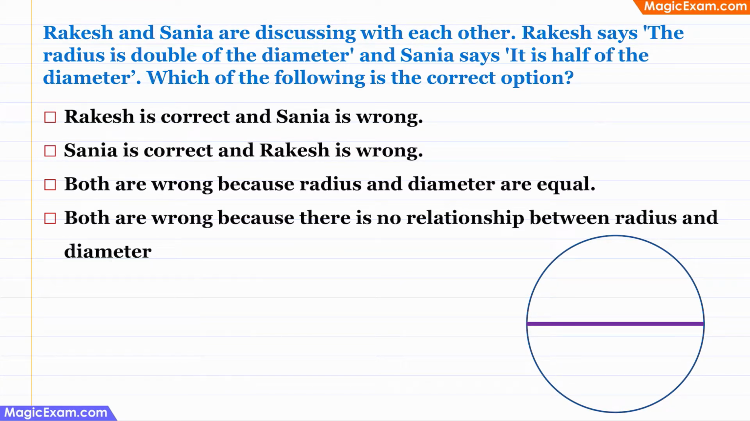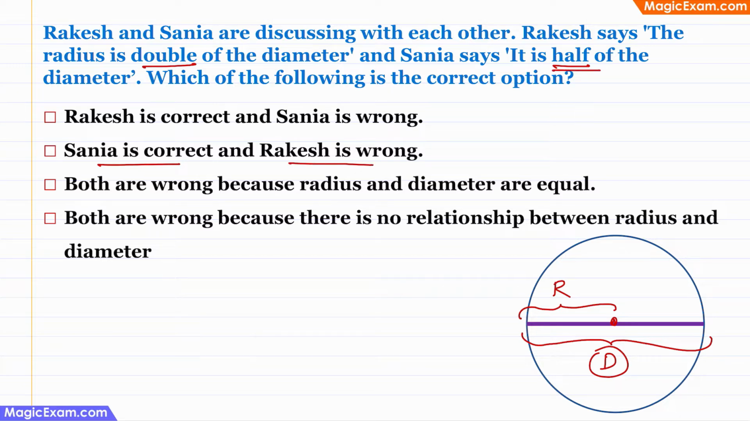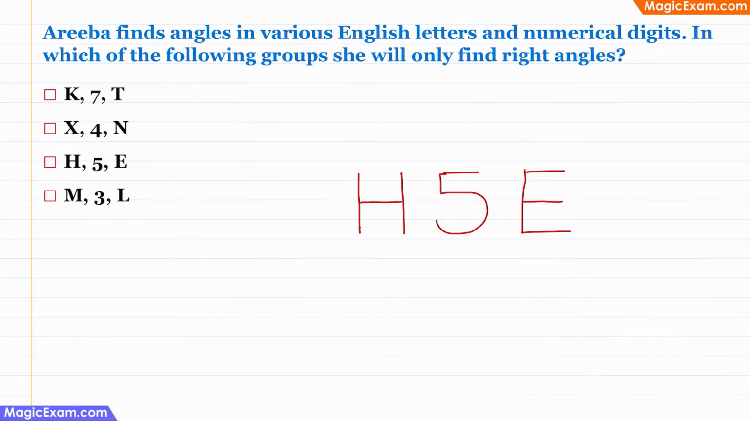Rakesh says that the radius is double of the diameter and Sania says that it is half of the diameter. Which of the following is the correct option? So in a circle, if this is the center point, then this entire line is the diameter and half of it is the radius. Therefore, radius is half of the diameter. So Sania is correct and Rakesh is wrong, because Sania says that the radius is half of the diameter, which is the correct statement. So option 2 is the correct answer.